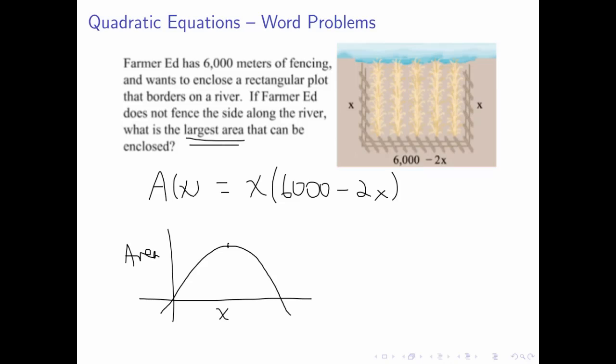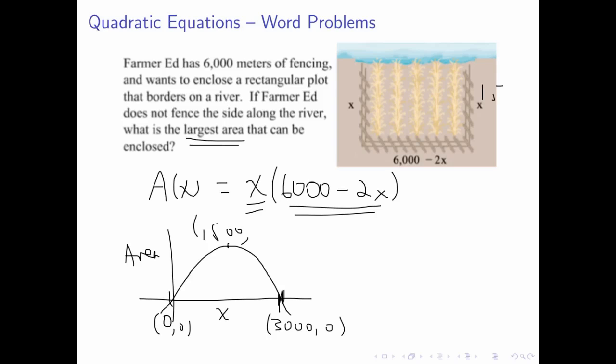I could multiply out my formula and use minus b over 2a, or I could just figure out what these intercepts are. First factor is 0 when x is 0. The second factor is 0 when x is 3,000. And so the x-intercepts are (0, 0) and (3,000, 0), which means that because of the symmetry of the parabola, the x-coordinate of the vertex is at 1,500.